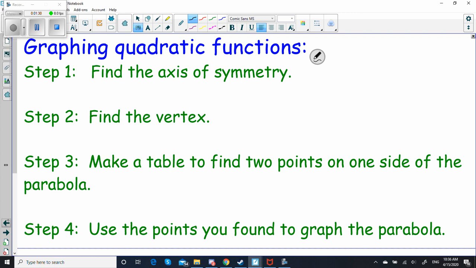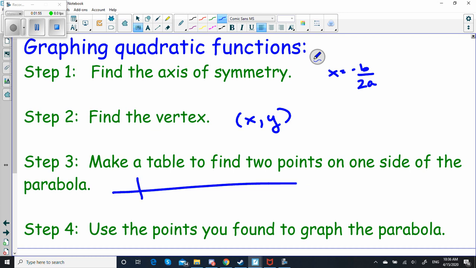All right, so here are the steps to graphing a quadratic function. Most of these steps you already know how to do. So step 1, we're going to find the axis of symmetry, using the formula x equals negative b over 2a. Then we're going to find the vertex. We're going to take this x that we're given and plug it into the equation, and that's going to pop out the y using the calculator.